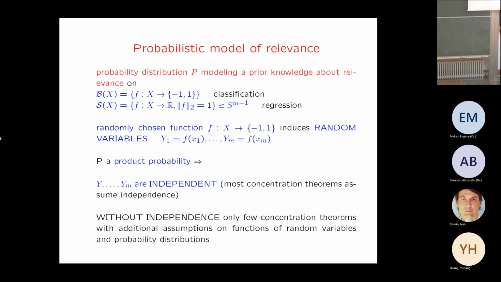So if you have a function, basically from some finite domain, let's say large, to -1, 1, so a binary classifier, then it induces these random variables, f(x1), etc. And these are now random variables. And a nice assumption, good at least for mathematical conclusions, is that they are independent, which means that the probability is a product.